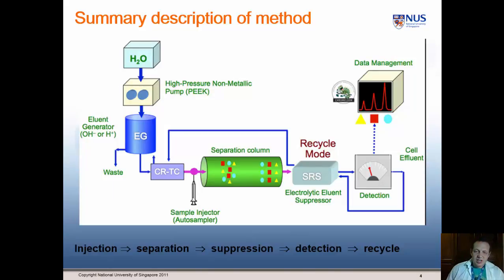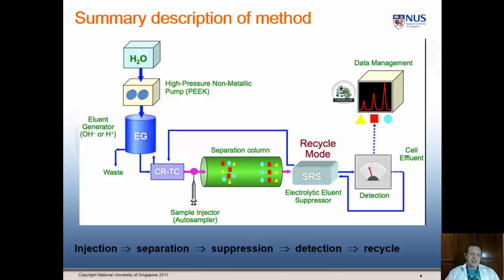Okay, summary description. I did try to write stuff, but in the end, it seemed much better to actually draw you a diagram. Across the bottom are the basics of the method flow, some of which you could write for HPLC. Injection, you need to get the sample into the system. Separation, now so far that's both fine and dandy for HPLC. The next stage in ion chromatography is suppression, followed by detection. And then there's a recycling loop, which we'll talk about later. So let's go through the diagram and see how it works.